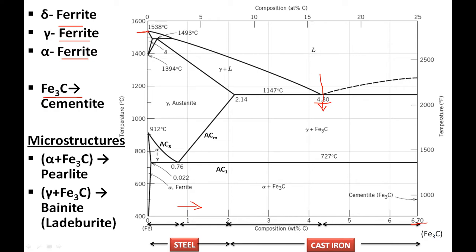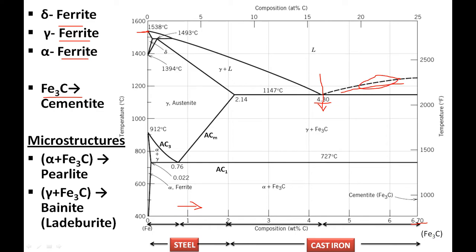Now what happens after that? You can see this line is a dotted line, and the others are continuous lines. Why? Because all these lines symbolically show a reversible reaction, but this is not a reversible reaction. That's why we are using a dotted line in the phase diagram.